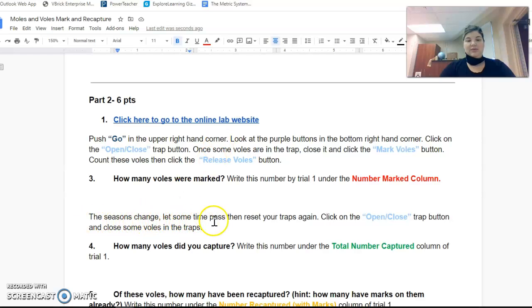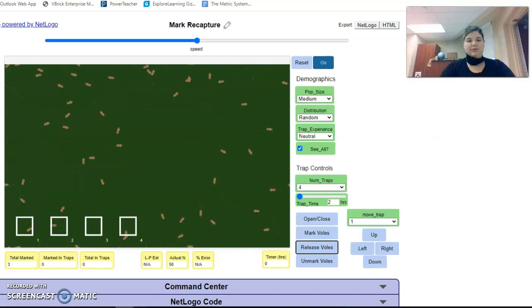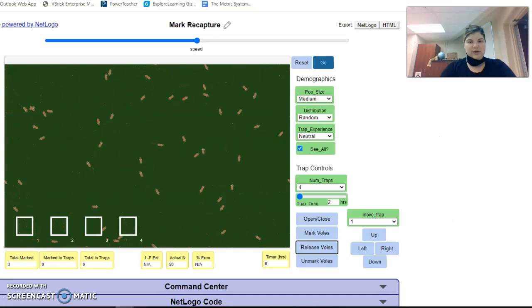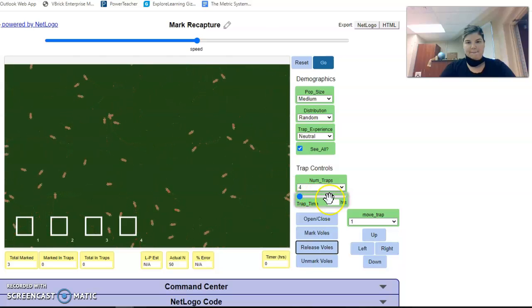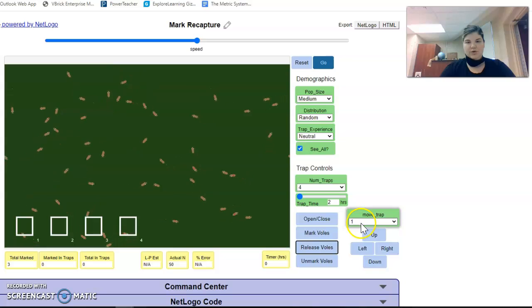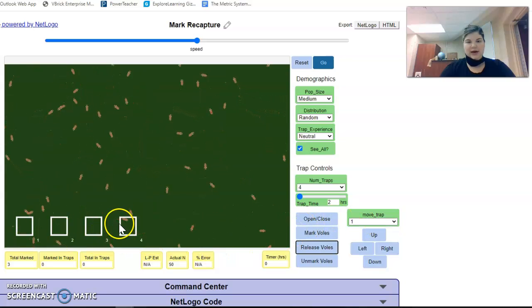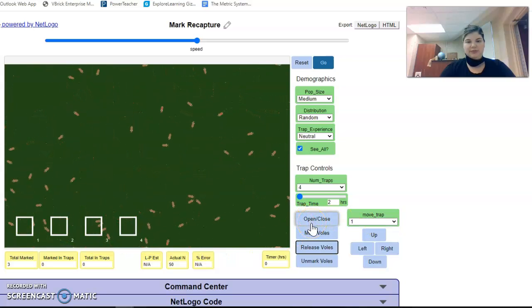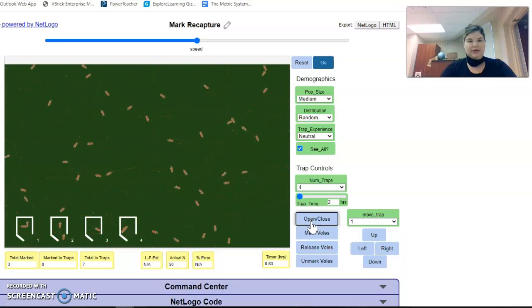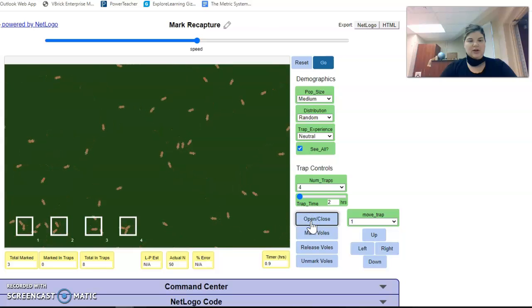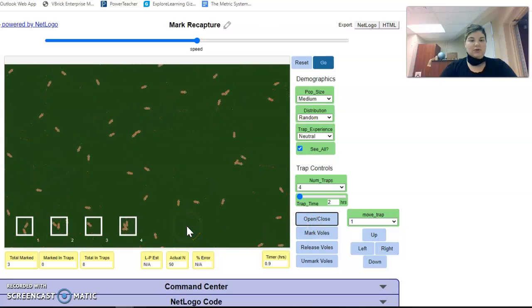The seasons changed. Let some time pass, then reset your traps again. Click on the open close trap button to close some of the voles' traps. Okay, so we're going to let some time pass by. You can even move your traps, but I would keep them in the same area. I'm going to open those traps up again. Close. Looks like I caught some more voles this time.